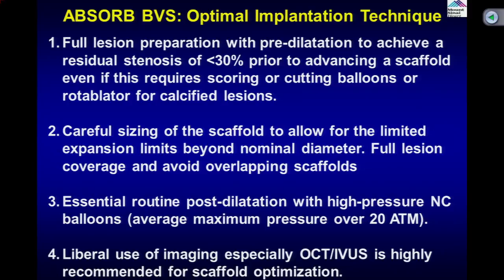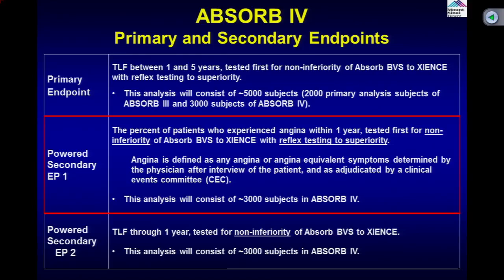And I would say liberal use of imaging, especially the OCT, is highly recommended for scaffold optimization. So these, in my opinion, are the 4 steps which we are going to deploy once we have the approval of the BVS.